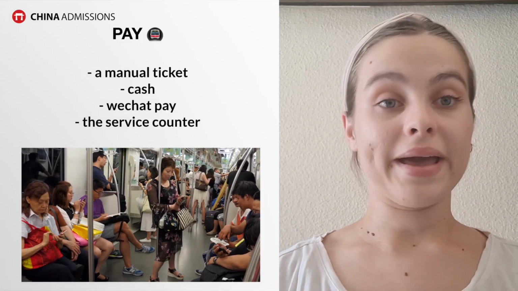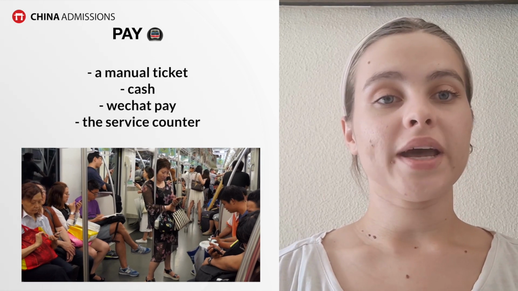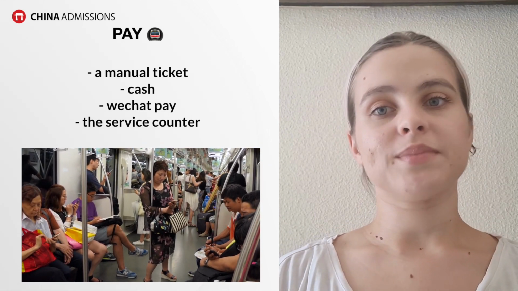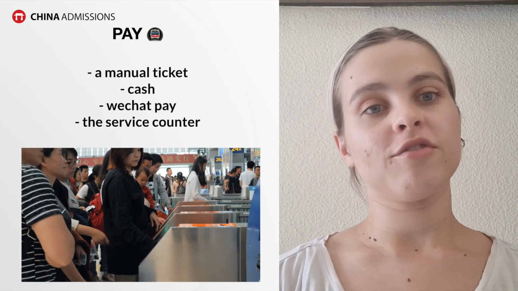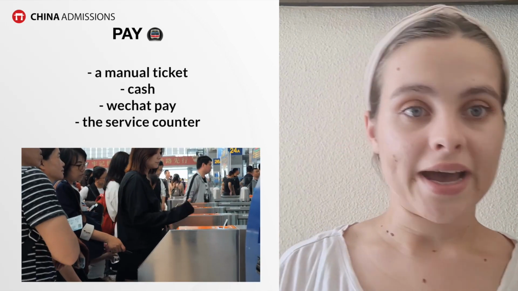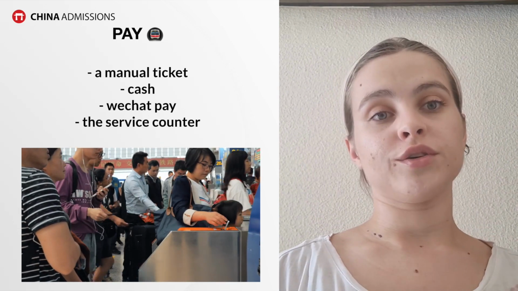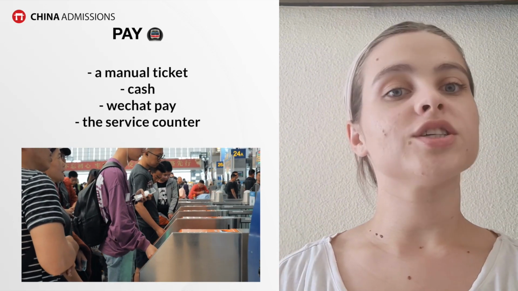You can travel from one side of the city to the other for probably about 10 RMB. Now, how can you pay for the subway? You can either get a manual ticket, which means you go to the machines they have over there. This only accepts cash. Sometimes they have WeChat Pay as well, or you can go to the service counter.